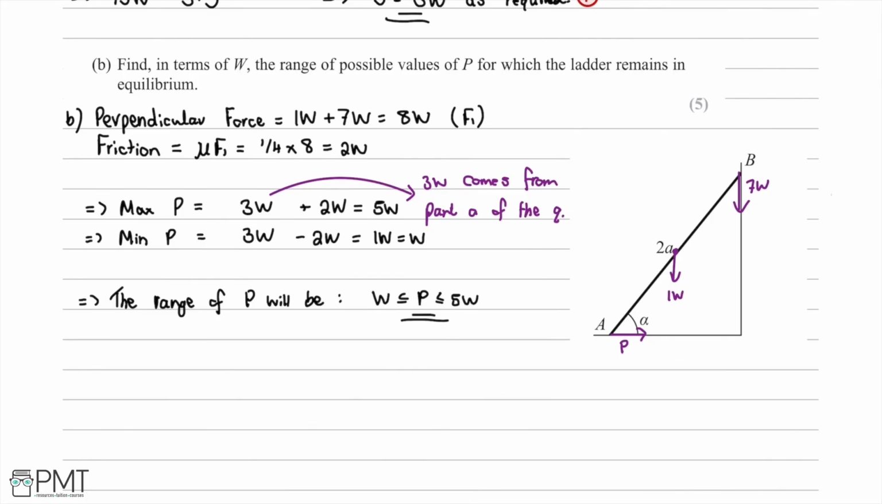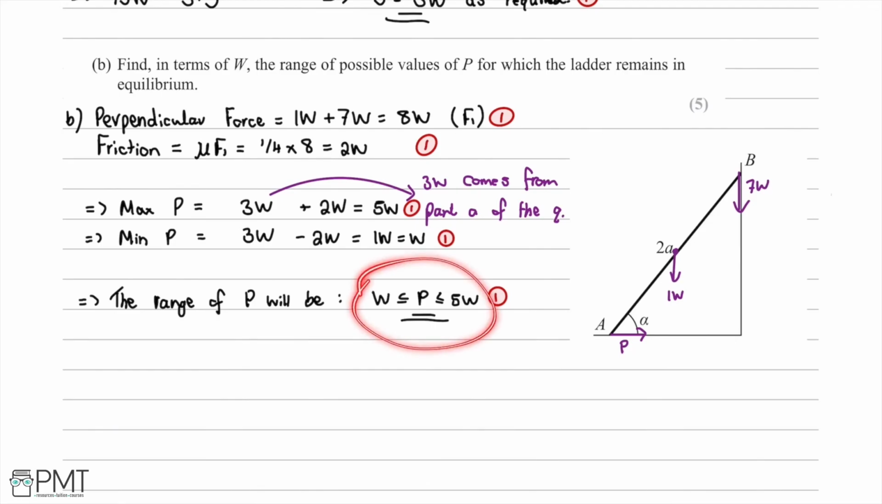In this question, there were also 5 marks available, and we received our first mark for calculating 8W here. We then received our second mark for calculating the friction force. We then received our third and fourth marks for correctly calculating the maximum and minimum value for P, so that was 5W and 1W. And then we received the fifth and final mark for correctly working out the range and stating it in a range form like this.